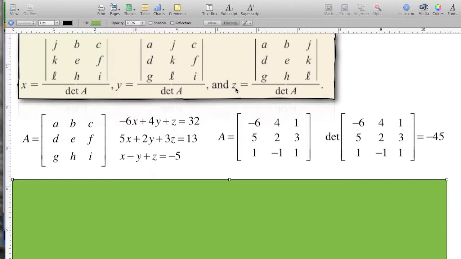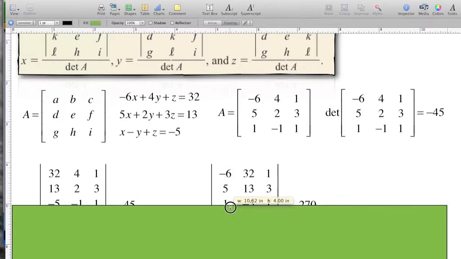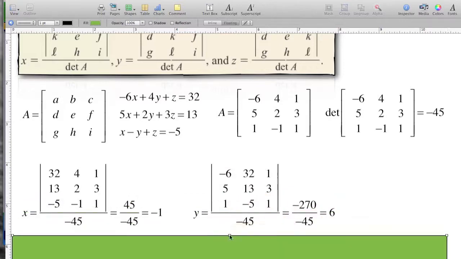So let's look at it. The first thing I did was I found the determinant of the original matrix. Remember, that was a lattice method, so I went ahead and did that just to save time. I don't want this video to be 25 or 30 minutes or longer, so I went ahead and just kind of did that ahead of time. It turns out that my determinant is negative 45. If we take that determinant, let's look at finding x and y, and then we'll do z.